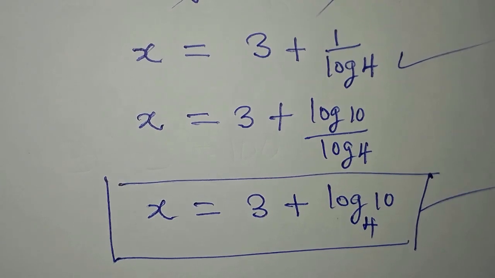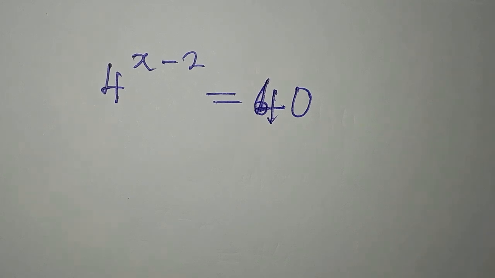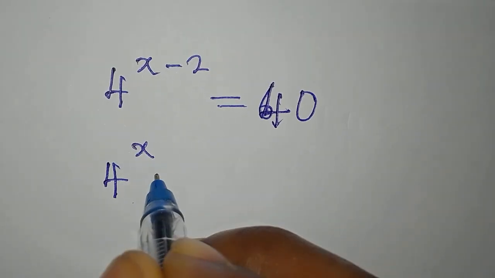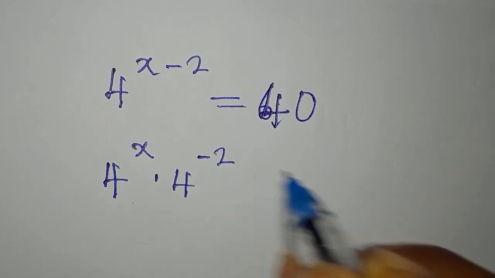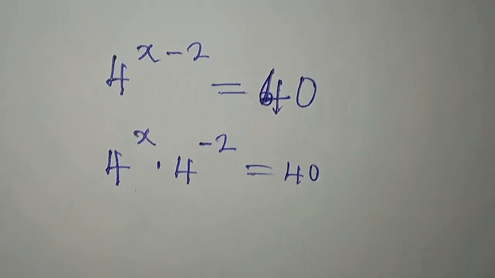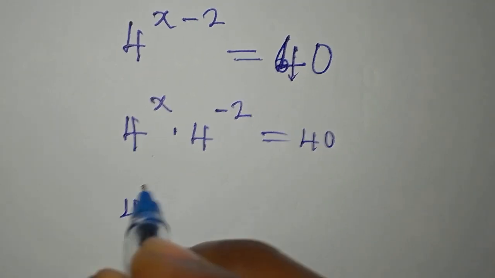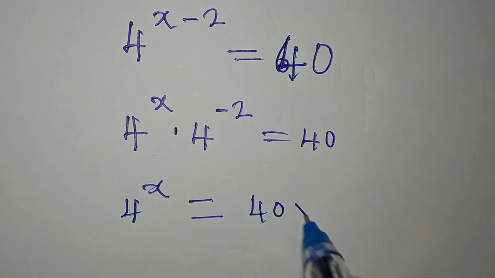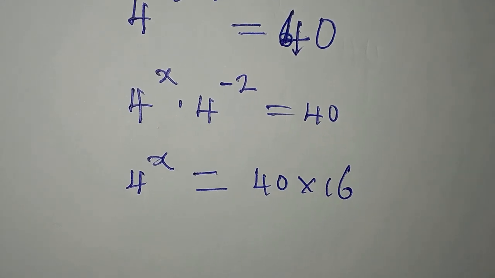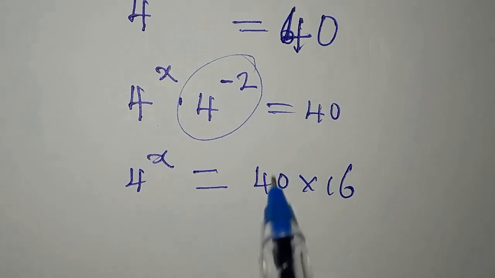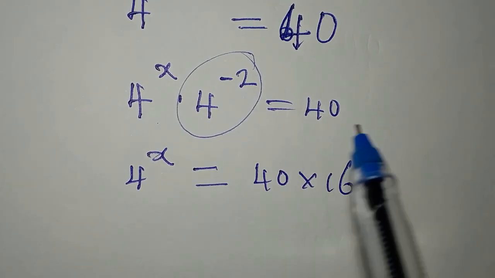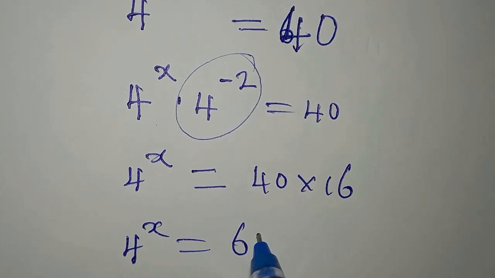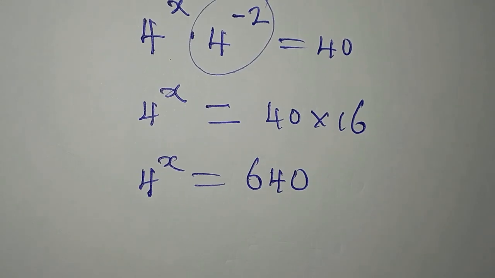Let's go back to the equation. This is the equation, and the first step we took, we got 4 to the power of x times 4 to the power of -2 equals 40. I believe you know how we got this. Then we have 4 to the power of x equals 40 times 16. I believe you know how we got this, because 4 to the power of -2 is the same as 1 over 16. So the 16 will multiply 40. And now 4 to the power of x is equal to 640. Now we have it in a simple form.